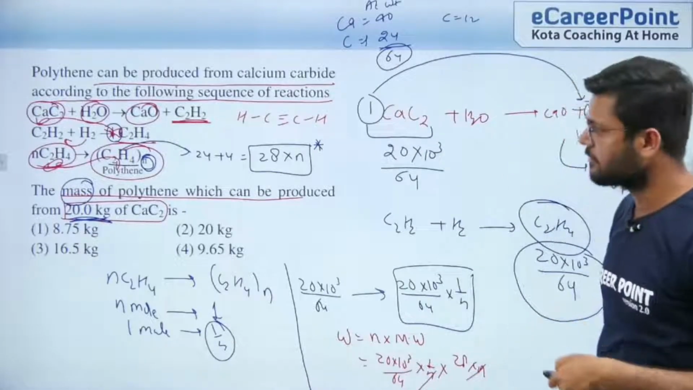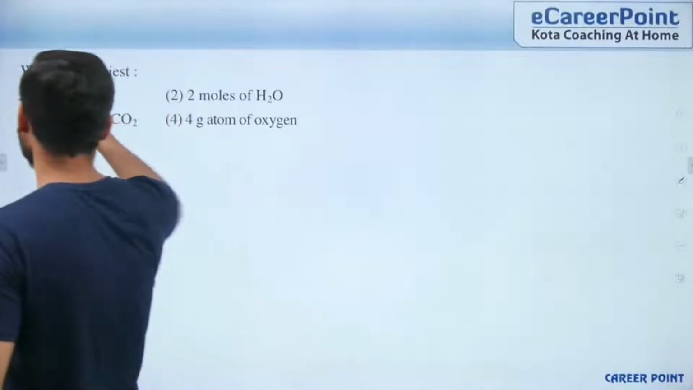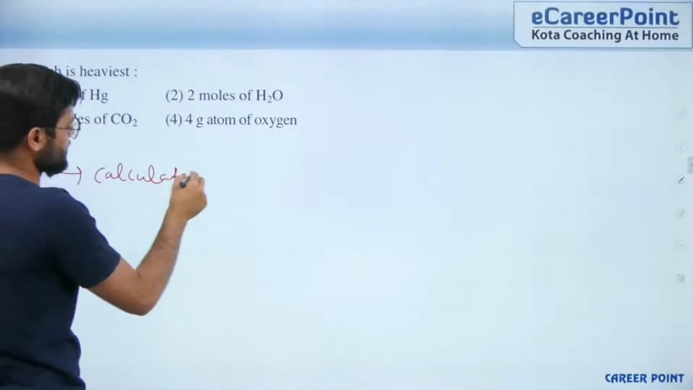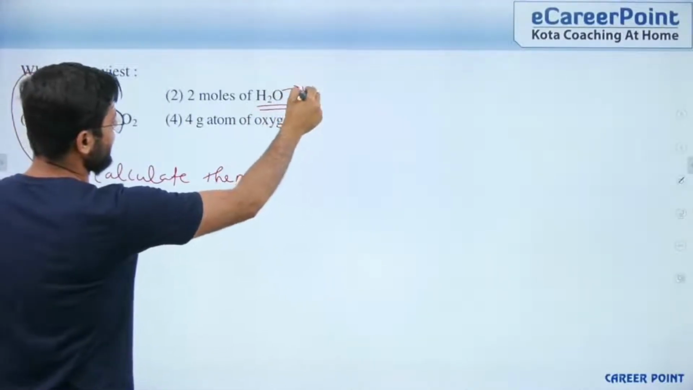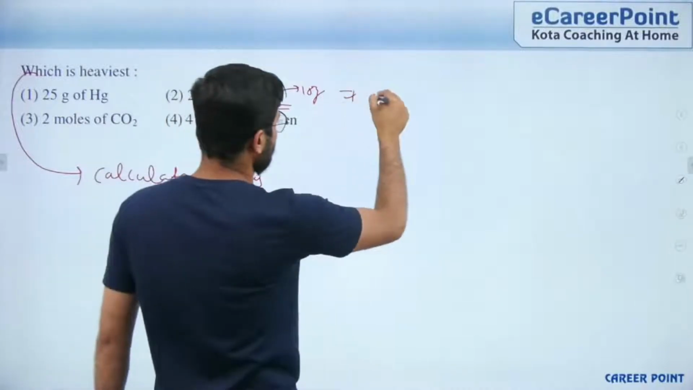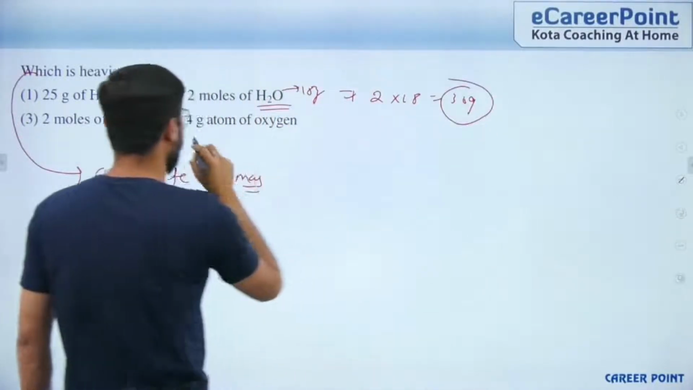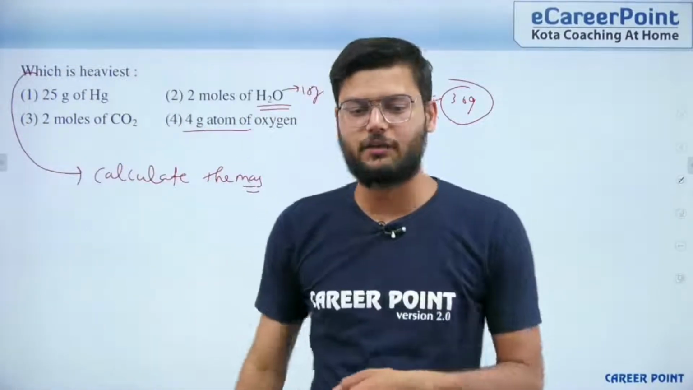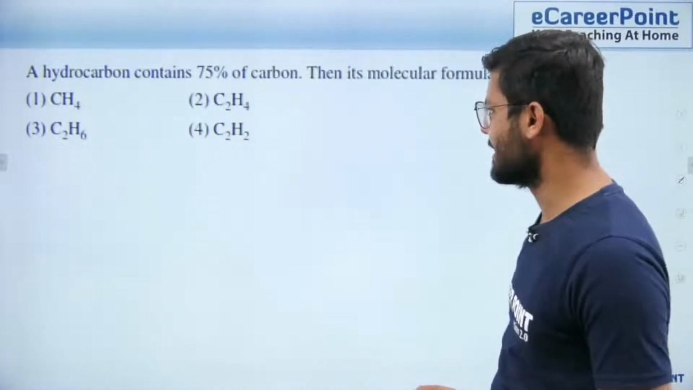Very good question. Which is heaviest? I will tell you what you need to do. Just calculate the mass for all. Water has 18 gram molecular weight, so it will be 2 into 18 equal to 36 gram. Solve by it. For oxygen, gram per atom, the atom is 16. Just solve it by multiplying. So you can just try these questions, and this is a very good question.